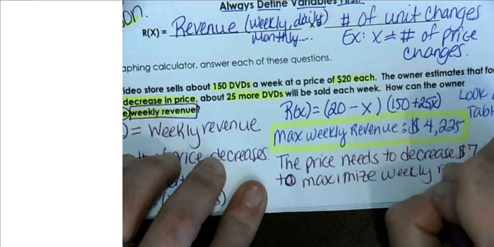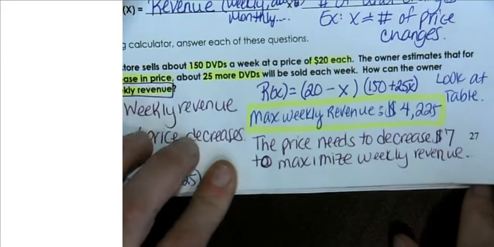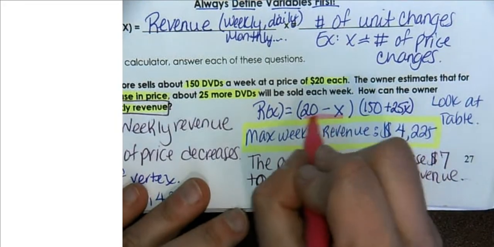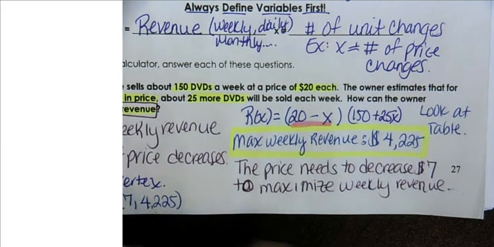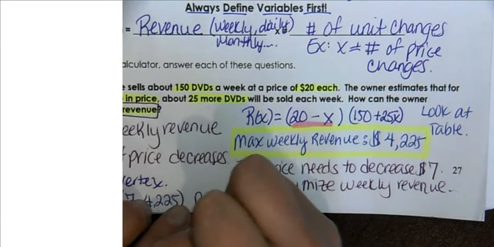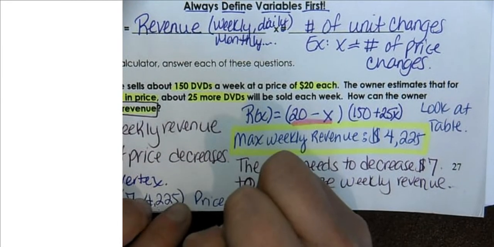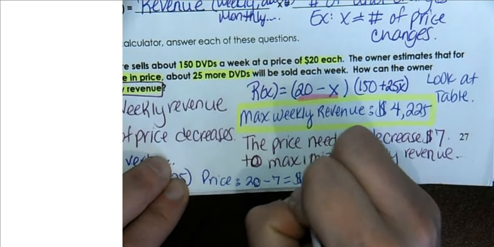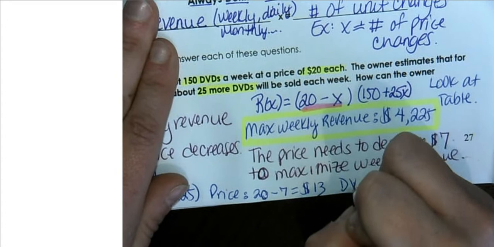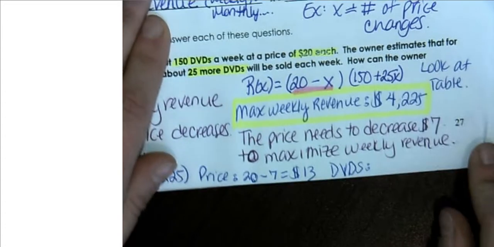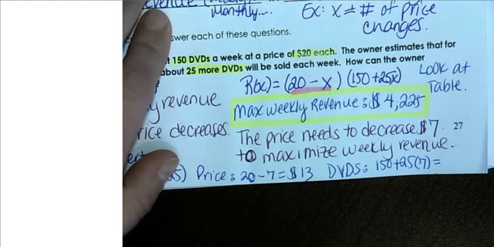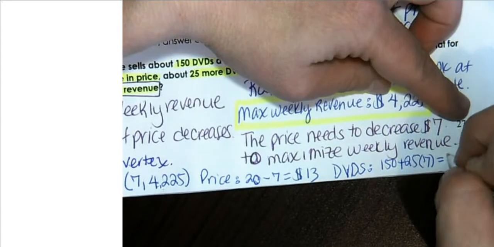You might be asked as well, how much should you sell it for? So remember that your first parentheses represents price. If we are decreasing the price by $7, that means the price that we should sell it at is 20 minus 7, which is $13. And how many DVDs will you sell? The number of DVDs you will sell is going to be 150 plus 25 times 7, which is 325 DVDs.